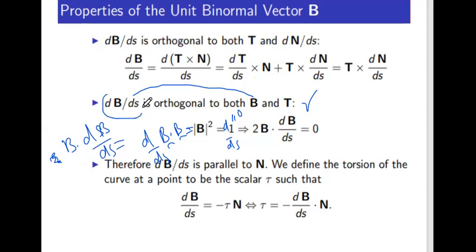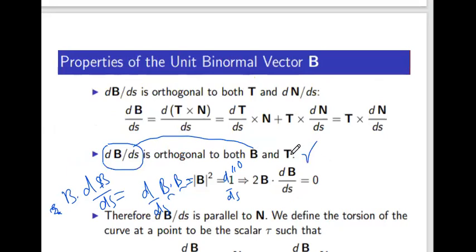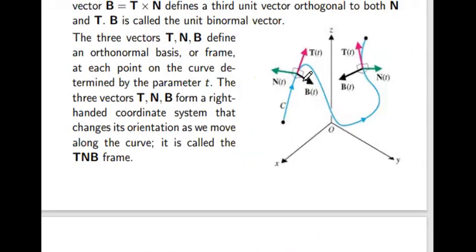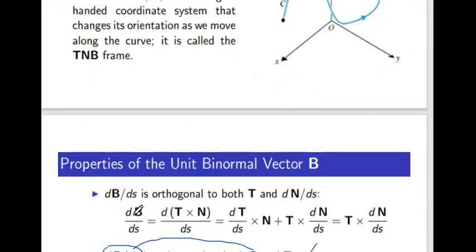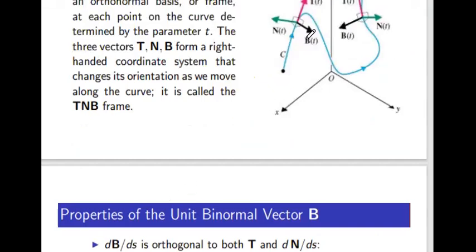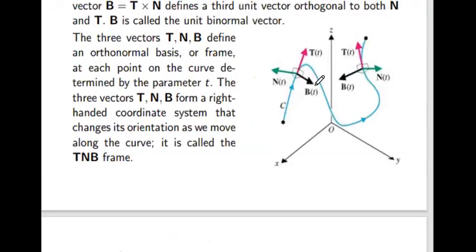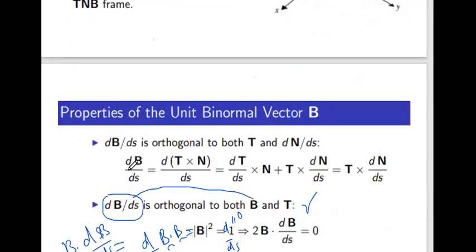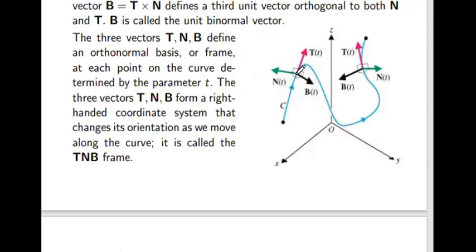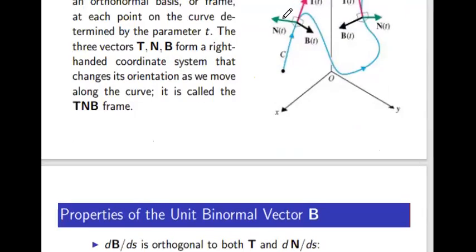Then this is parallel to what? Because dB by ds is perpendicular to both T and B, it must be parallel to N. So dB by ds is perpendicular to T as well as B, then dB by ds is parallel to N.